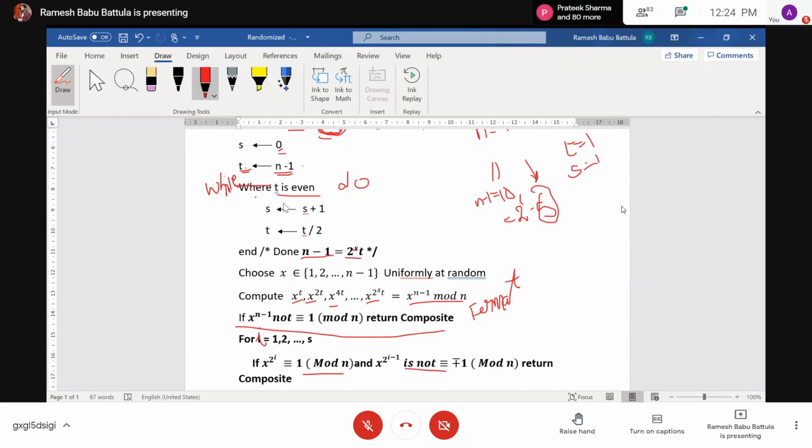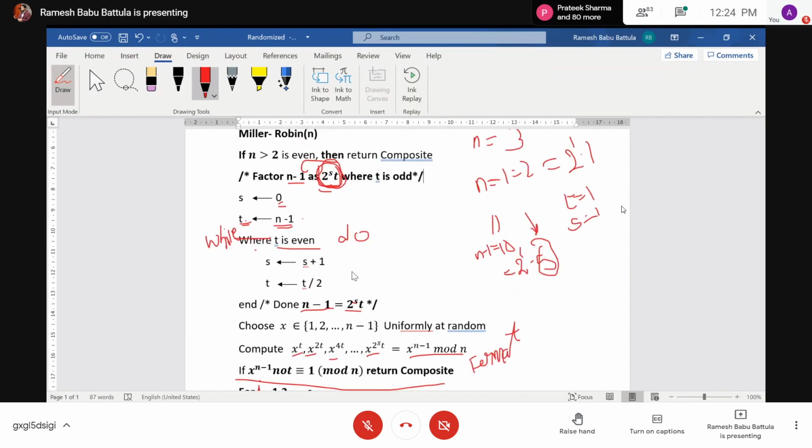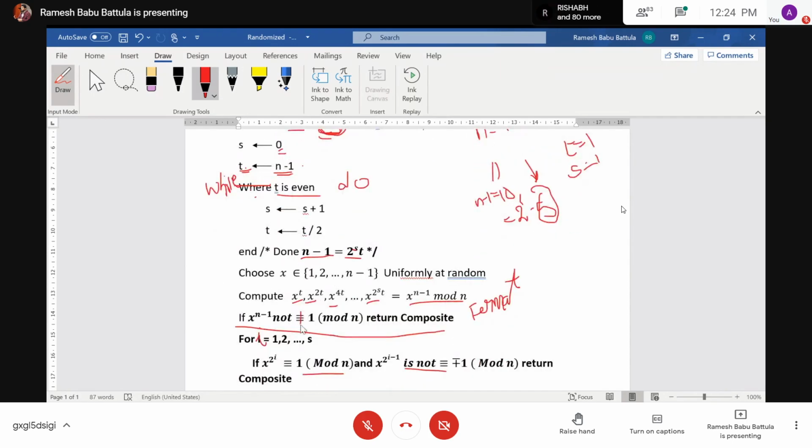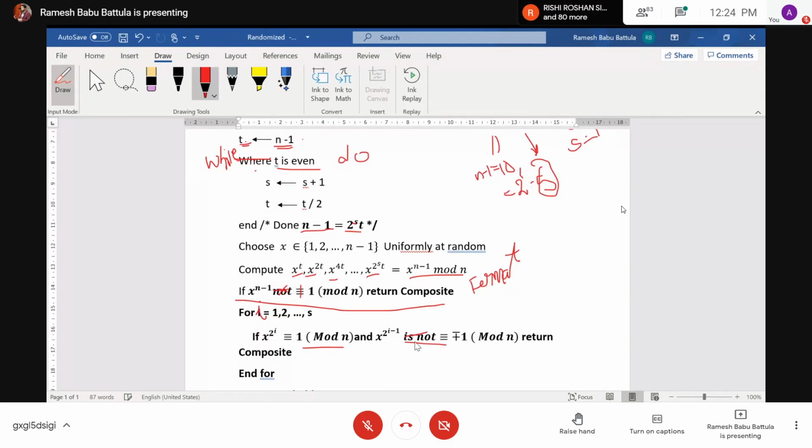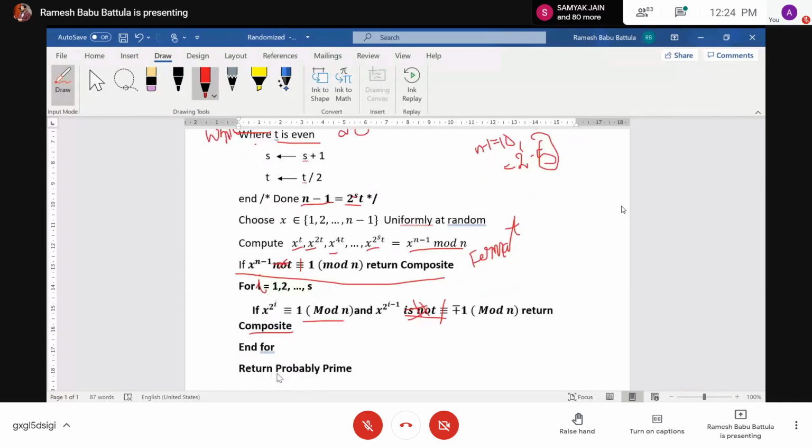not congruent, and that is also not congruent to plus or minus 1 mod n, then you return that this is a composite number. Otherwise, you return that this number is a probably prime number.